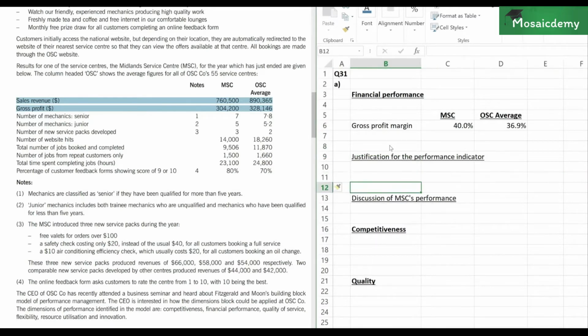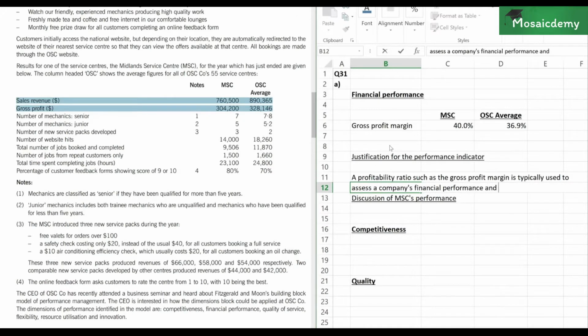So see, now we have the benefit of having done all the work initially with the requirements. We just need to fill out these spaces now. So what could the justification be? Very simply, measuring profitability ratios such as the gross profit margin is typically used to assess a company's financial performance and seems suitable in this case. Okay, so we have our justification.